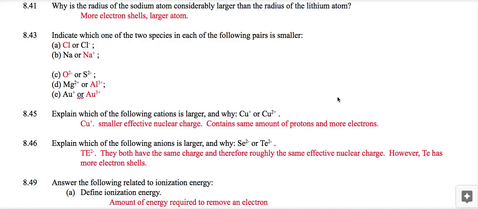Why is the radius of a sodium atom considerably larger than that of the lithium atom? It's the same reason that we talked about before. There are more electron shells, so it's a larger atom. Which of the 2 species is smaller? It's going to be the neutral one if the other is negative, or the positive one if it's the charged one. So here we have those 2 there.